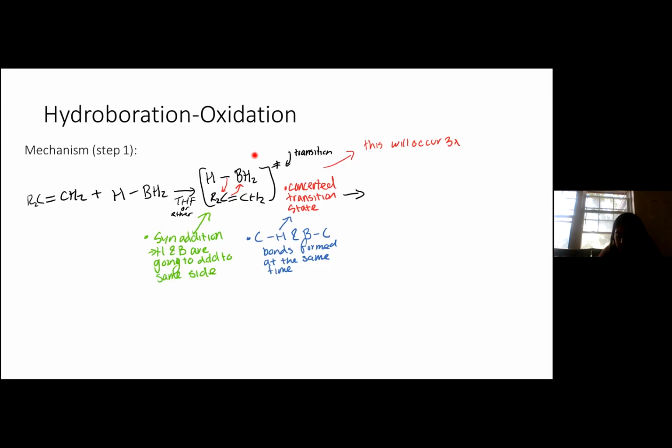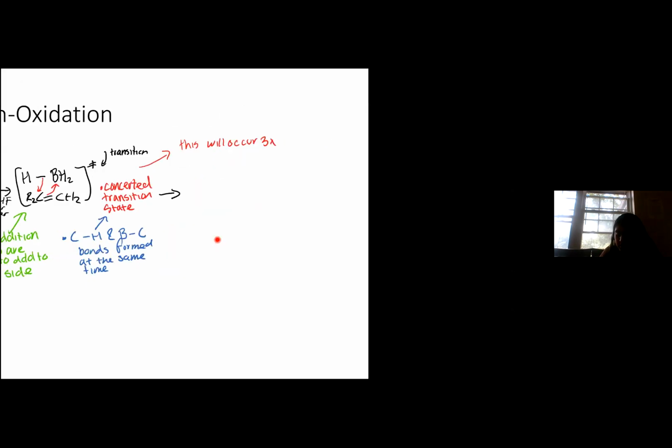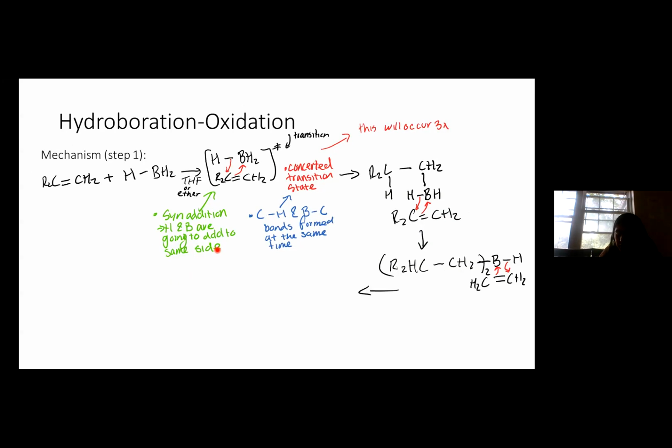So this is just saying what I just mentioned right now. This is a concerted transition state where you're creating a CH bond and a BC bond. So this bond right here and this bond right here are occurring at the same time. And this is syn addition. So that step is going to occur 3 times.